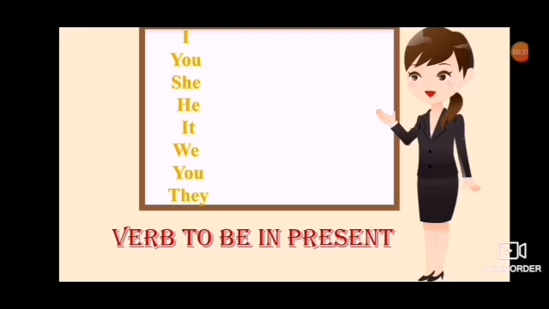Now, let's learn the suitable verb to be for each pronoun. I takes am. For you, the suitable verb to be in the simple present tense is are. You are. She is. He is. It is. We are. You are, and they are.